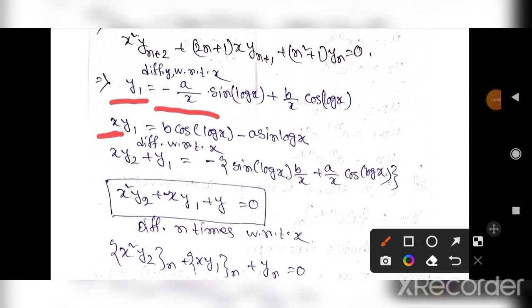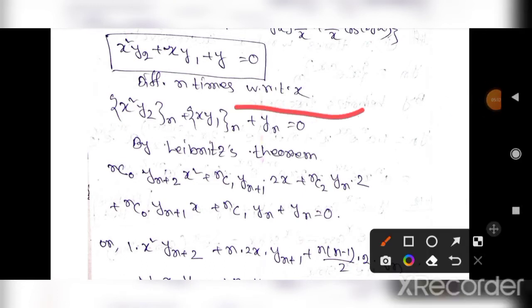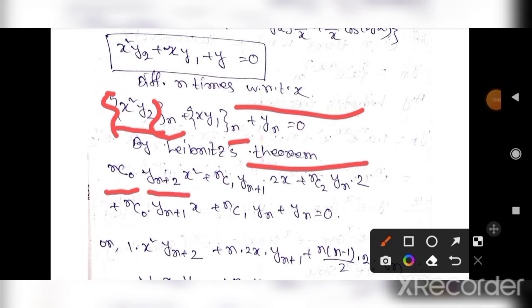Again differentiating with respect to x we get x y2 plus y1 equals minus sin log x b by x plus a by x cos log x. Then x square y2 plus x y1 plus y equals 0. Differentiating n times with respect to x, we get the nth derivative of x square y2, plus the nth derivative of x y1, plus yn equals 0. Applying the Leibniz rule, nc0 y(n+2) x square plus nc1 y(n+1) 2x plus nc2 yn into 2, plus nc0 y(n+1) into x plus nc1 yn, plus yn equals 0.